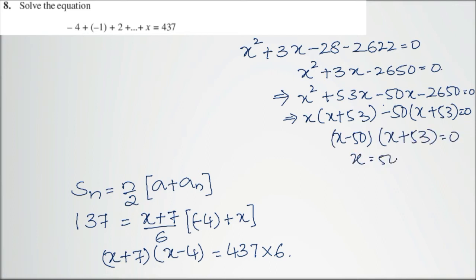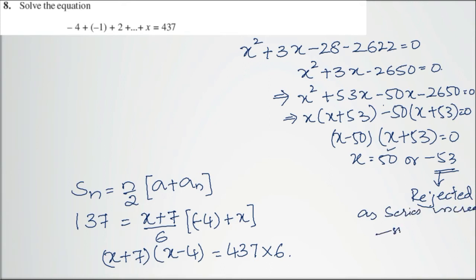So what I should do, I have to neglect this 50 minus 53. This has to be rejected as series is increasing. Therefore, x is equal to 50 is the value to be considered.